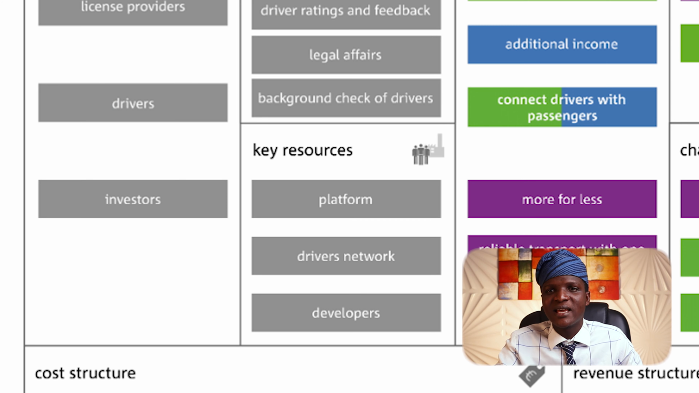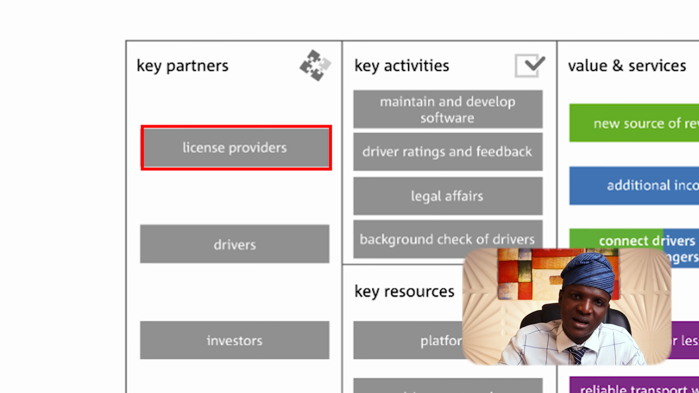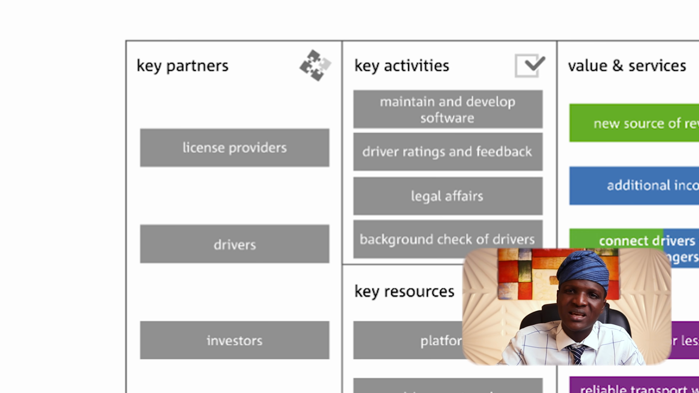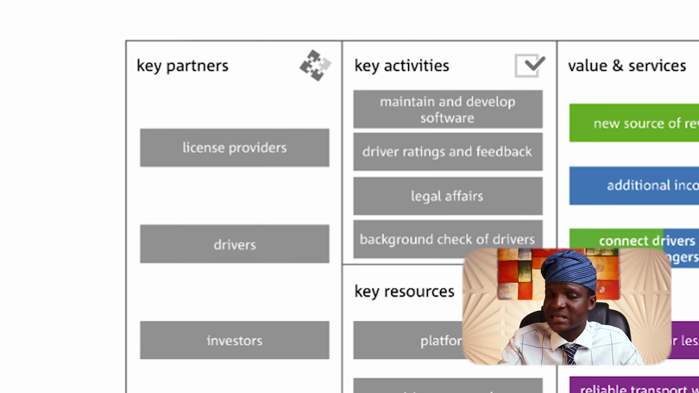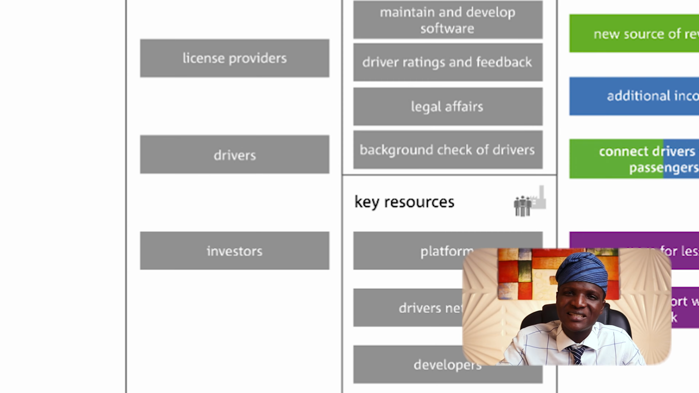The next one, we have what? Key partners. They have 3 key partners. Number 1 is what? License providers. They want to make sure they have everything it takes for their drivers to drive safely on the road. They also consider their drivers as their partners. Partners sometimes can also be your customers. It depends on which type of business you are running. And also, part of their key partners are their investors. The investors that are giving them money, because at any point in time, they can easily go to them and say, we need money to scale to a new city. So you need to understand that.